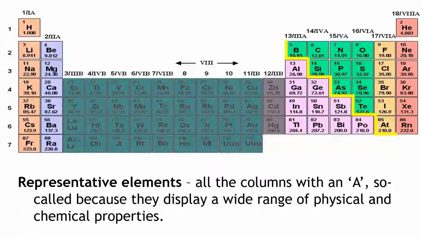Now when we're focusing on the groups, initially we're going to look at what is called the representative elements, which are highlighted here. These are all the columns which in the US system have a capital A as part of their name, and they are given their name because they represent. They display a wide range of physical and chemical properties. In the representative elements, we have solids, liquids, and gases, positively charged cations and negatively charged anions, things that have relatively large atomic radii and some that are smaller, and so on and so forth.